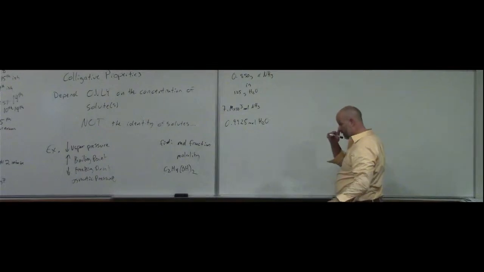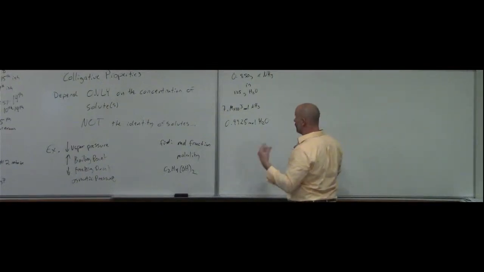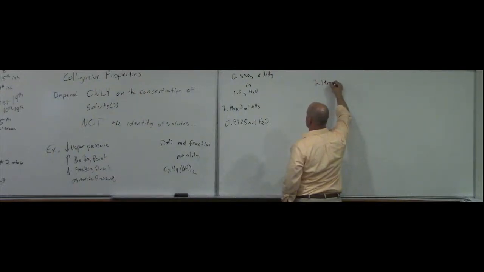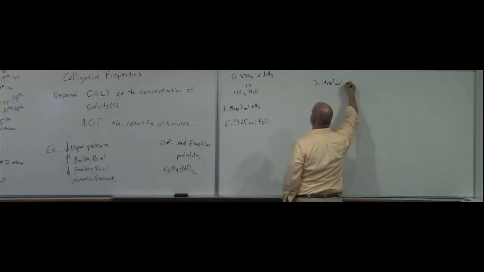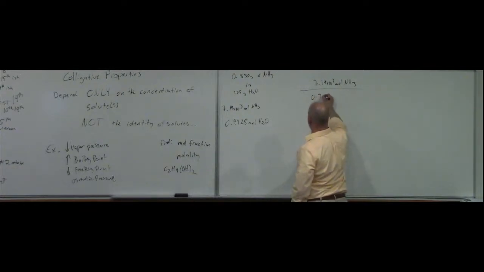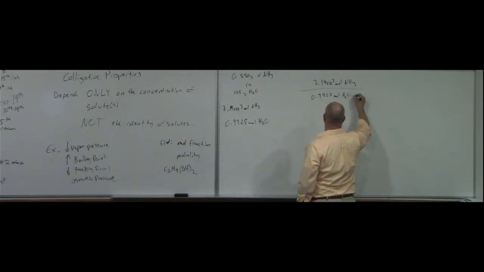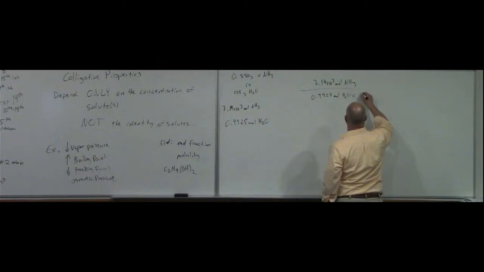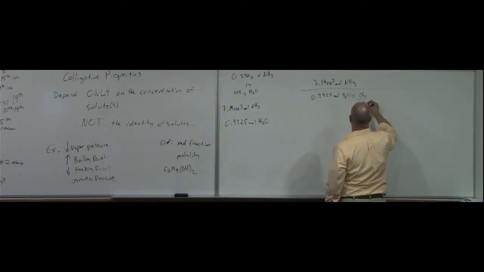All right, so now I'm trying to find molality. That's going to be moles per kilogram. So I have 7.14 times 10 to the negative third moles of NH3 over 0.9928 moles of H2O times 18 grams per mole.